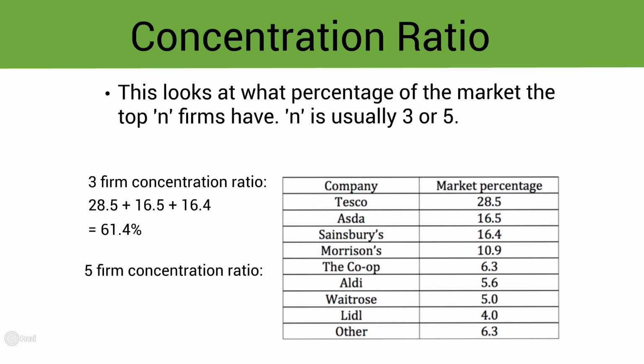The 5 firm concentration ratio is worked out in a similar way. Rather than adding the top 3 firms, we now add the top 5 firms. So we go from Tesco down to the Co-op, which gives us a 5 firm concentration ratio of 78.6%.